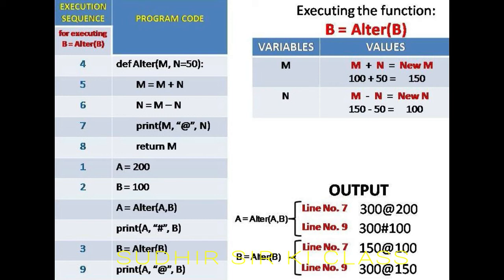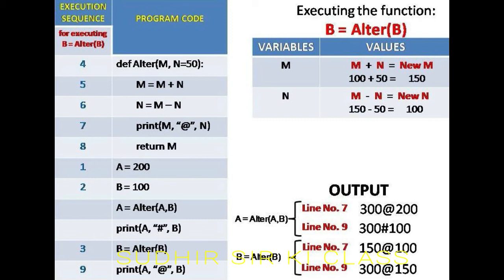M is equal to M plus N. Line number 5 will give you 150. So the new value of M will become 150. Line number 6, N is equal to M minus N. 150 minus 50, the new value of N will be 100. In line number 7, we are printing the values. So simply the values will get printed as 150 at the rate 100. So in line number 8, we are again returning the value of M. The updated value of M is 150.